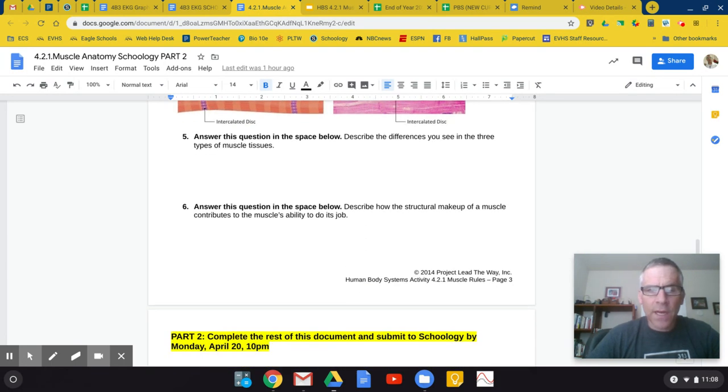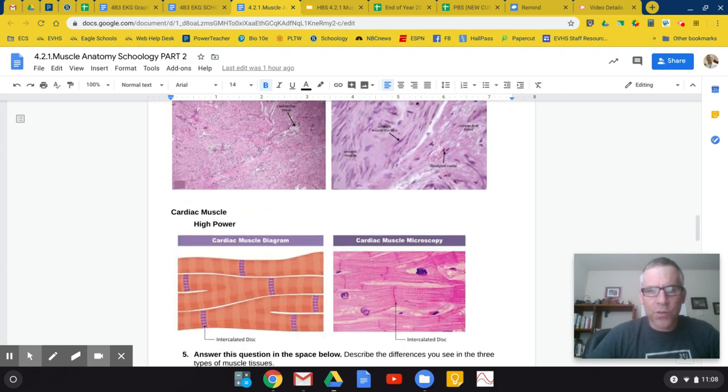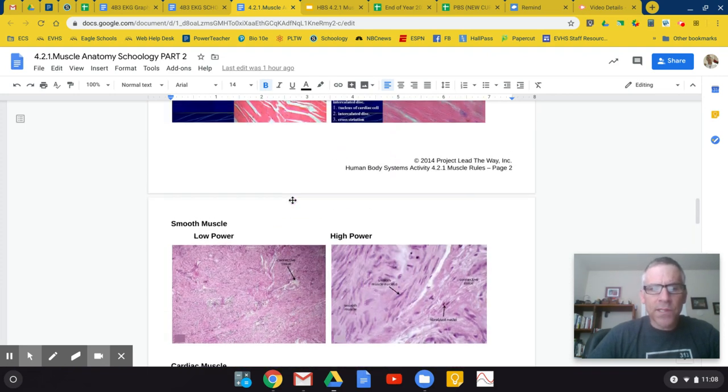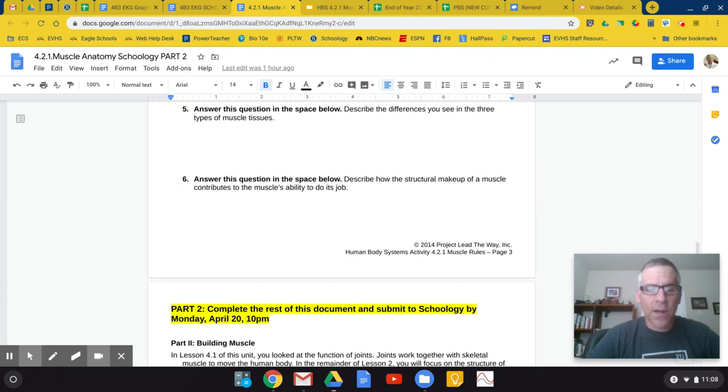And finally, a question down below about the structural makeup of a muscle, how that contributes to its ability to do its job. So what we are starting to do here is connect what these different types of muscles do for different jobs in our body. And I'll cover that in our PowerPoint here in a few.